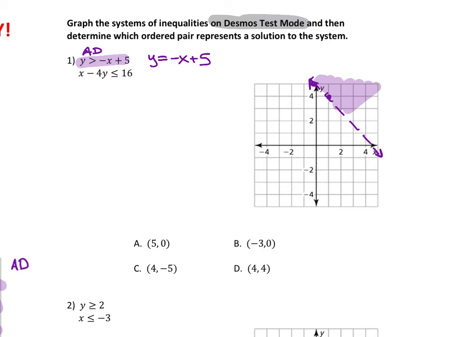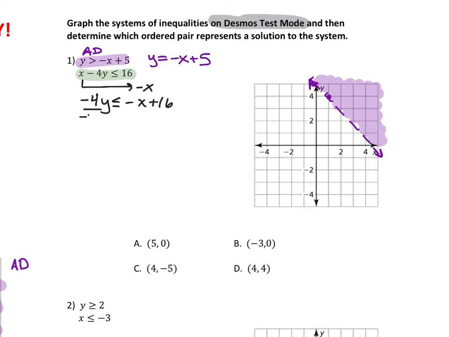Easy. So you can use Desmos to check and make sure that your lines are going the correct direction, but you also have to remember how to shade and what kind of boundary line to draw. If we tried to graph this one right away, Desmos test mode and our brains would say, something's wrong. We need to solve for y first. So I'm going to take that x to the other side. It becomes -x, and I have -4y less than or equal to -x plus 16.